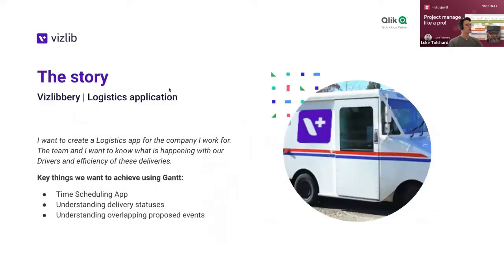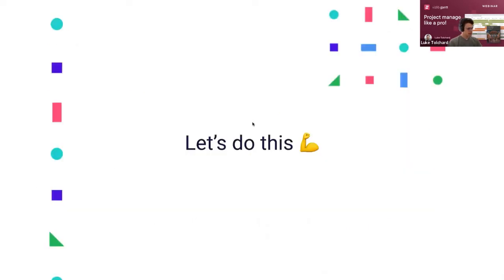So the story, what are we actually doing? What are we making? So I'm a company called Vizlib, and I want to make a logistics application. I want to be able to see when my drivers are on time, delayed, or ahead of schedule. I want to see where they're delivering to, and I want to see a few other key bits of information. So I want to understand time scheduling. I want to understand delivery statuses and understand overlapping of proposed events. So let's do this.